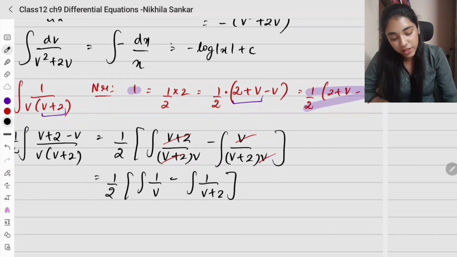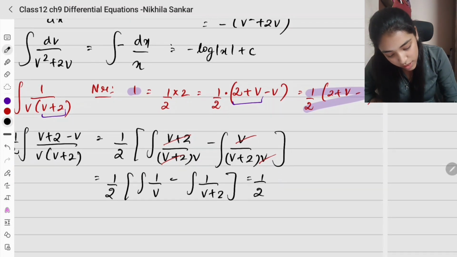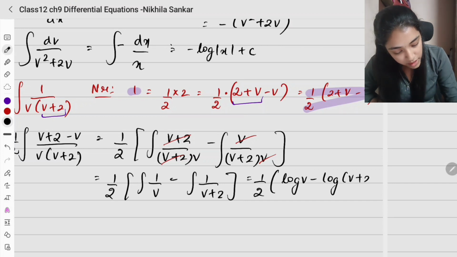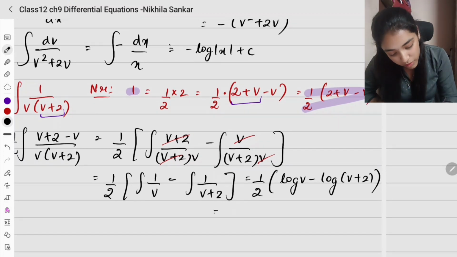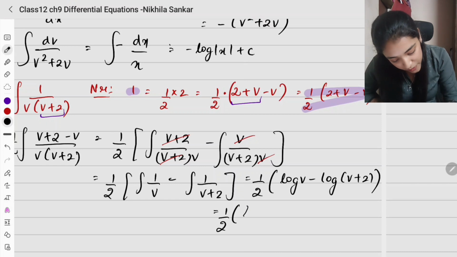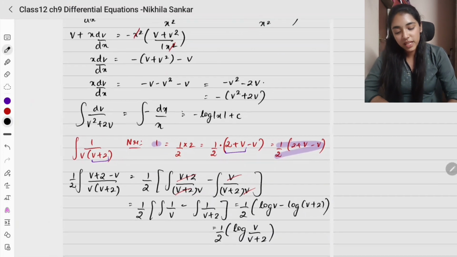இப்போ easy to solve. Partial fractionலாம் பண்ணவே வேண்டாம். So what does this give you? Half times log v minus log of v plus 2. Log a minus log b formula இருக்கு. So log of a divided by b. So I have log of v divided by v plus 2. So this is my left hand side.